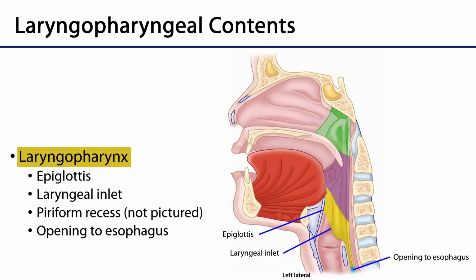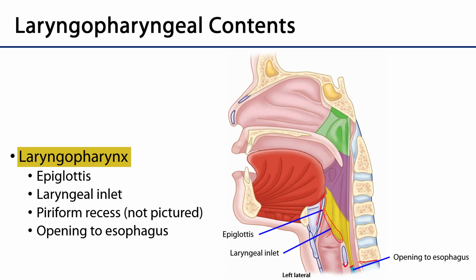Moving distally, we have the laryngopharynx. The laryngopharynx is going to contain the epiglottis, which is the epiglottic cartilage of the larynx, invested by mucosa. Its anterior boundary here is going to be that laryngeal inlet for the laryngeal vestibule. There's also the opening for the esophagus, so that's the point at which the laryngopharynx becomes the esophagus, at the inferior margin of the cricoid cartilage, or about C6.